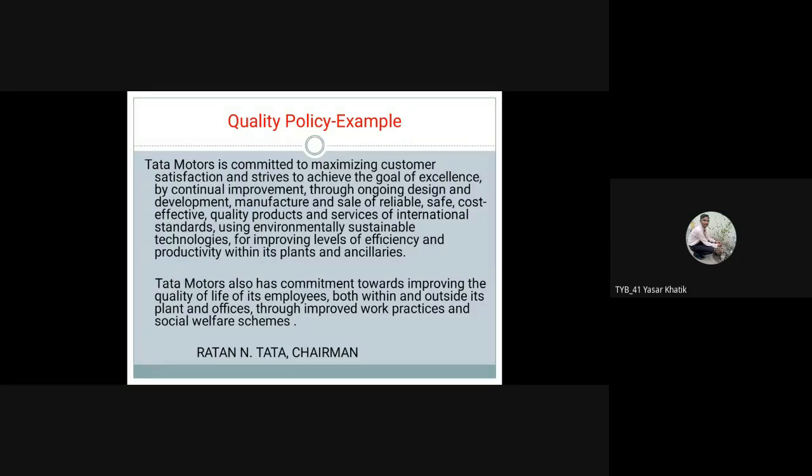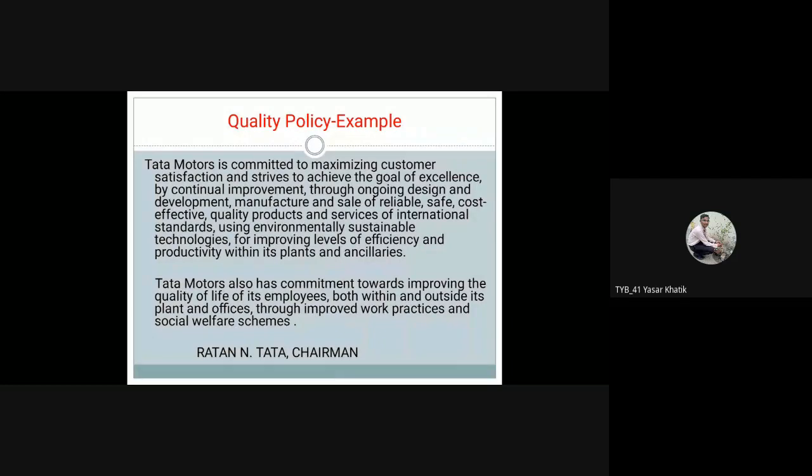They are not only committed to giving things related to products, but they are trying to complete that thing by continual improvement through the ongoing design and development, manufacturing and sale of reliable, safe, cost-effective quality products and services of international standards.